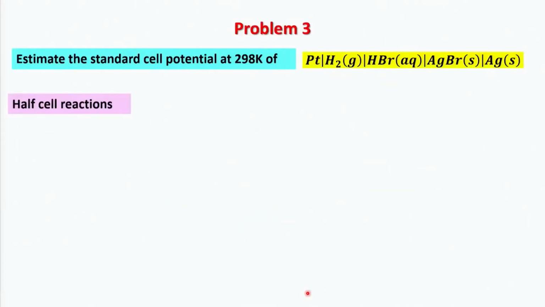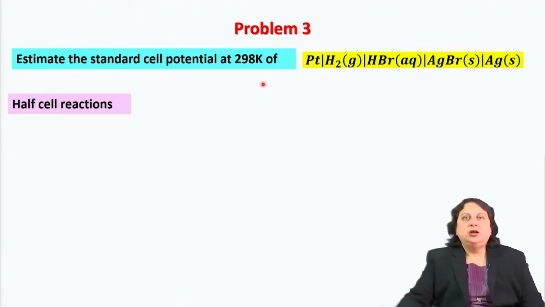We have discussed two problems in the last class, and in today's class I am going to talk about a third problem. This third problem is again a very simple one. You are required to estimate the standard cell potential at 298 Kelvin of this cell, which we have represented over here. Obviously, the starting point is the half cell reaction.